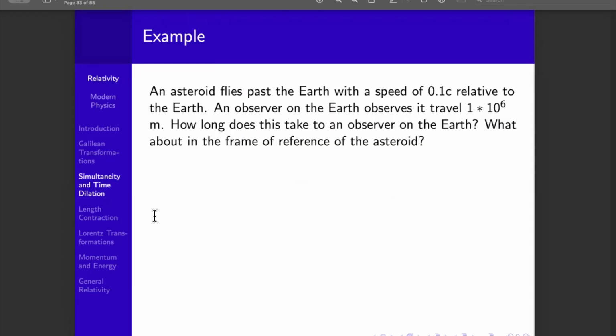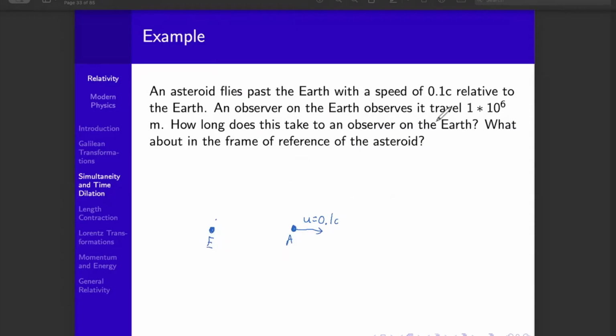So you have an asteroid which is flying past the Earth at a speed of 0.1 c relative to the Earth. So here's the Earth, right? That's our stationary observer. And then you've got your asteroid. We're sticking with 1D, so we'll say that u is equal to 0.1 c here. This is our asteroid, so E and A.